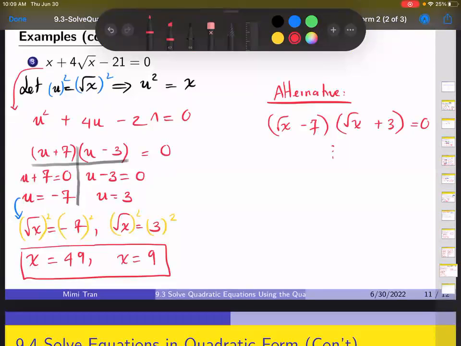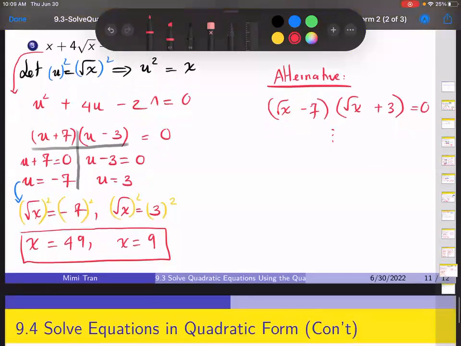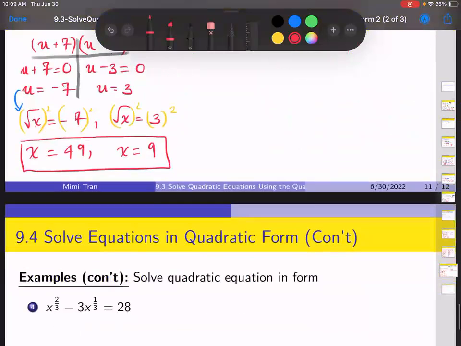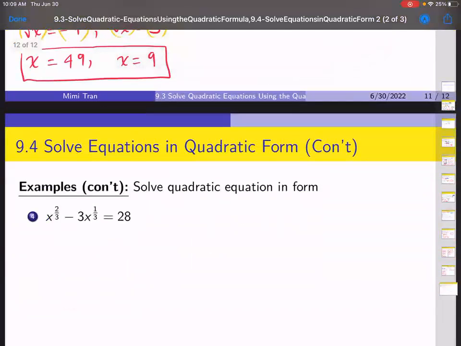See, if you're good at factoring, I think you're okay using the alternative. You practice enough. If not, use u. Please do this at home. Yes, do this at home.